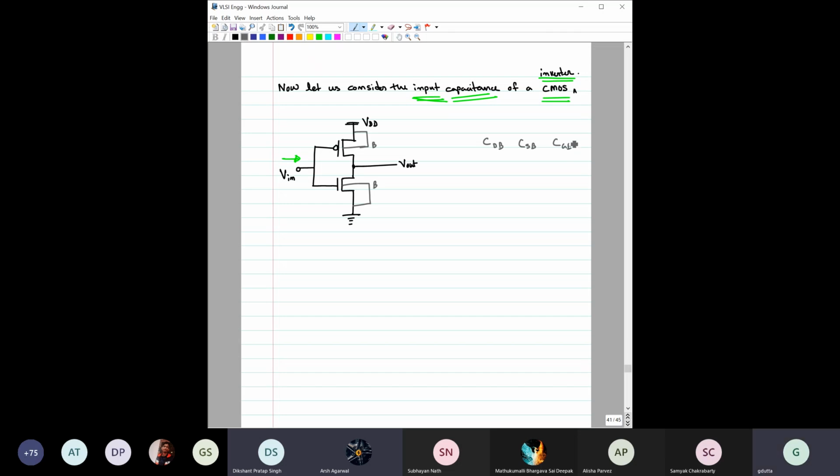For the cutoff one, there would be gate body. But may I know why you are considering the drain body for the saturation region? Yes, gate body I can understand, but why this too? Say I am again plotting this NMOS. What is CDB here? Say this is drain, this is gate, this is source. What is CDB? In this part, we don't consider a body, right?